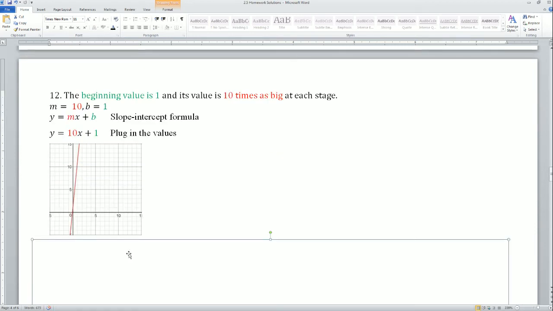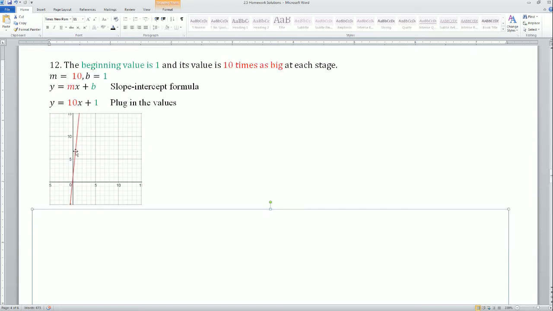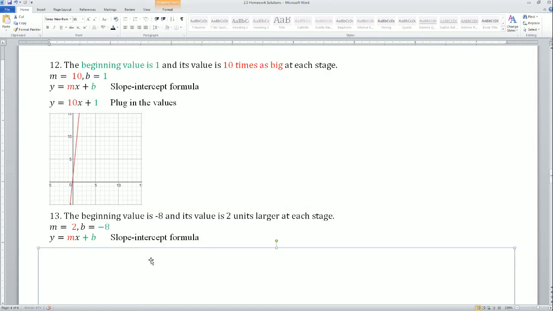Alright, again, I'm not going to show you in decimals because I already showed it before. Pull up decimals.com, insert the equation, and it should graph for you. Alright, it's going up because it is a positive slope.